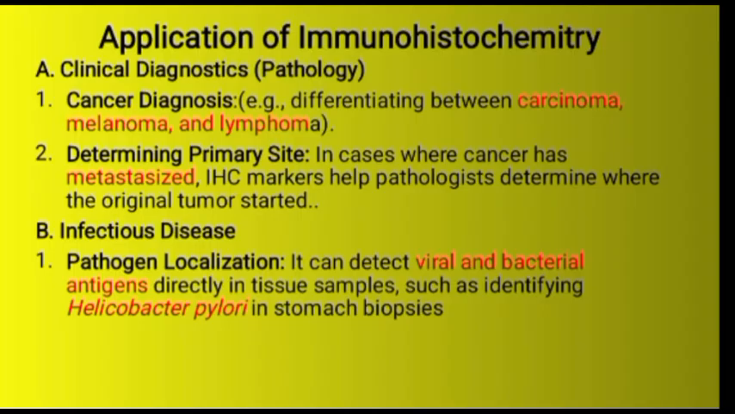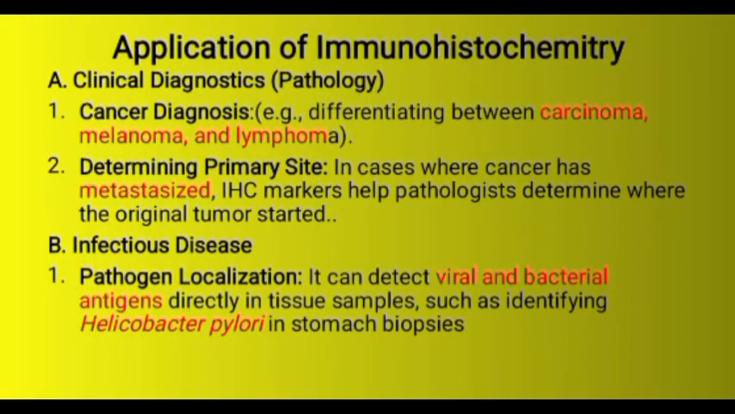Another thing is that in the determination of the primary site of a tumor or a cancer, there is a localized cancer where it affects one tissue, and there is a situation where a cancer can progress and metastasize to several parts of the body. So we can use the immunohistochemistry markers to detect the original part where the tumor started. Another most important application of immunohistochemistry is that certain pathogens from viral and bacterial antigens can be detected directly on the tissue. This is also directly applied to the procedure as we have explained it.